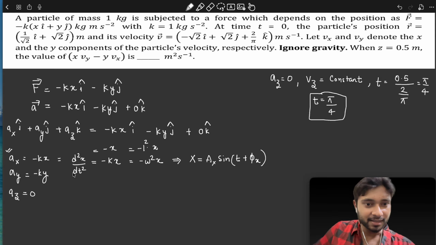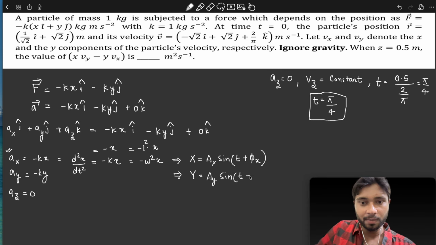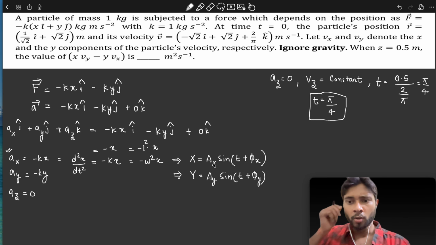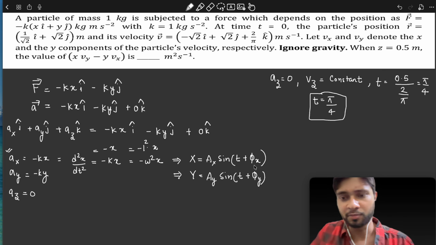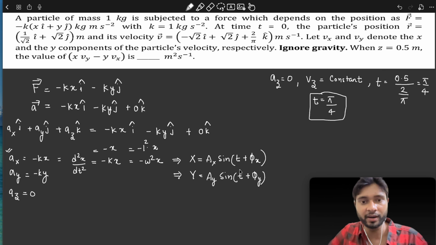On a similar basis, there is no difference in the y direction or j direction. So I can say y is equal to ay sine(omega t plus phi y), where omega is again 1 and k is 1 here. There is no reason for us to take ax and ay as the same, or phi x and phi y as the same, so I have kept them different.